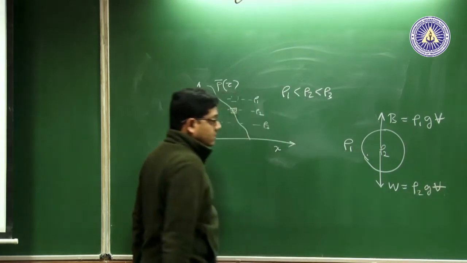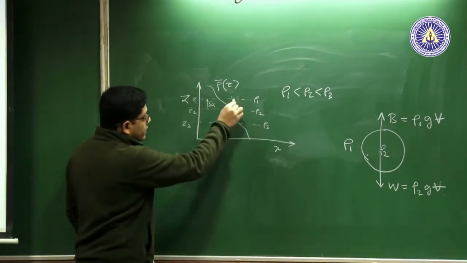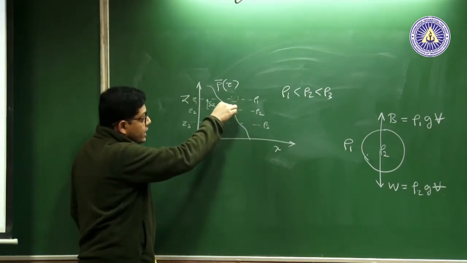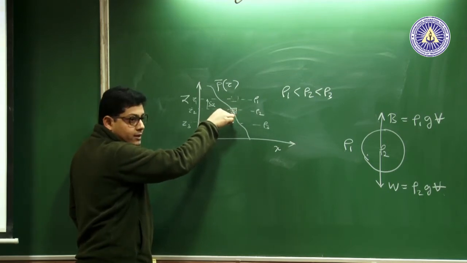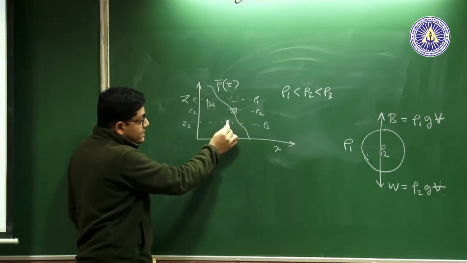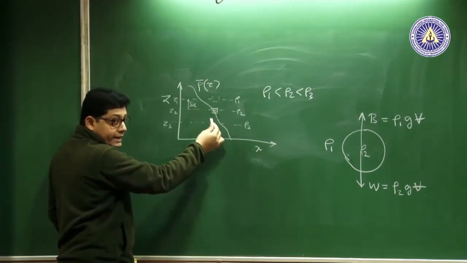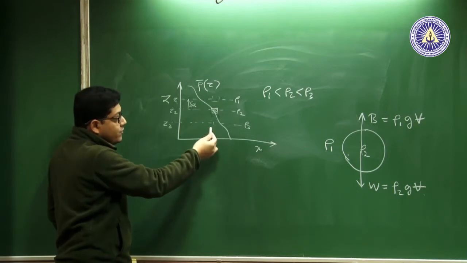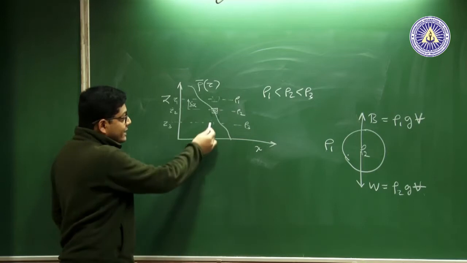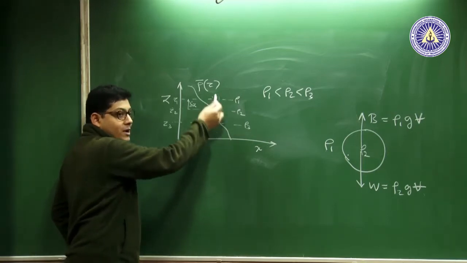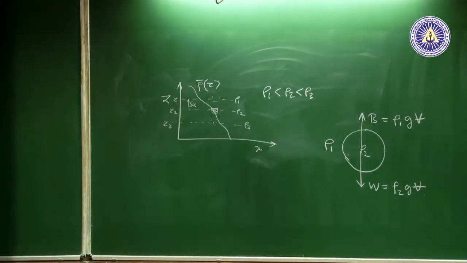So it will try to fall down, but because of inertia it is going to overshoot, it goes even further, and then it reaches a region which is heavier than the parcel. So the buoyancy becomes higher, that region gives it a kick, it goes up, and so it keeps on oscillating. That is the whole idea of the Brunt-Väisälä frequency.